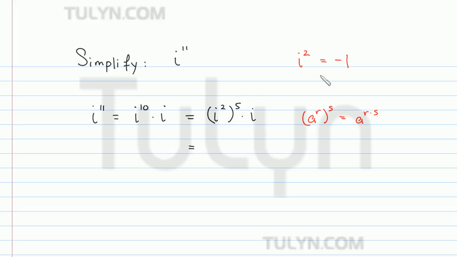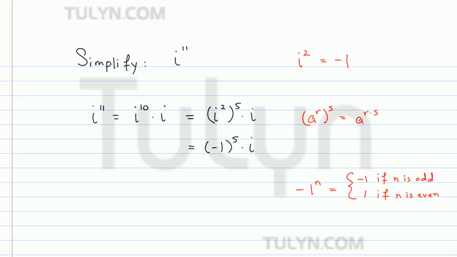So then i squared is equal to -1, so we can replace this with -1 to the 5th power times i. So now, what do we do with this -1 to the 5th power? Well, in general, if you have -1 to the n power, it's going to equal -1 if n is an odd number. So, for example, -1 cubed is just going to give you -1. And it's going to be +1 if n is even. For example, -1 squared is just -1 times -1, which is +1, and that's true of any even power.